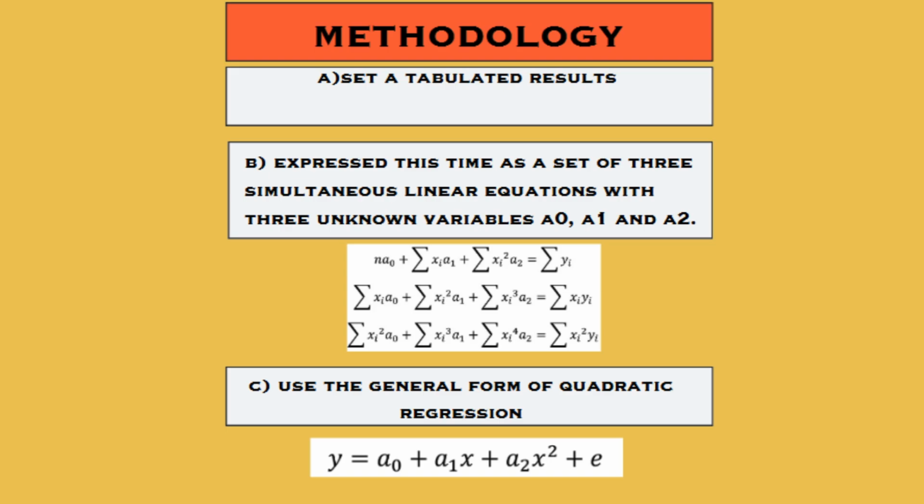A. Set up the tabulated results. Next is B. Express this as a set of three simultaneous linear equations with three unknown variables: a sub 0, a sub 1, and a sub 2. Lastly, use the general form of quadratic regression: y equals a sub 0 plus a sub 1 x plus a sub 2 x squared plus e.